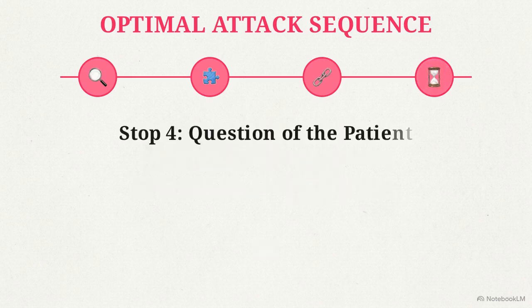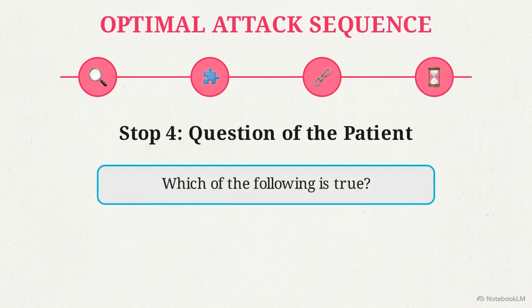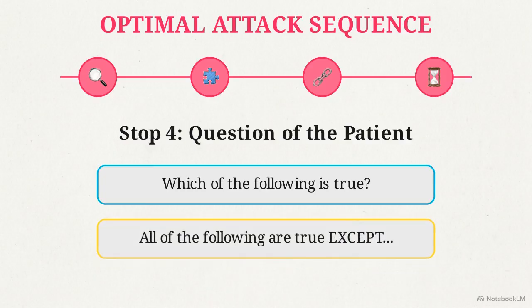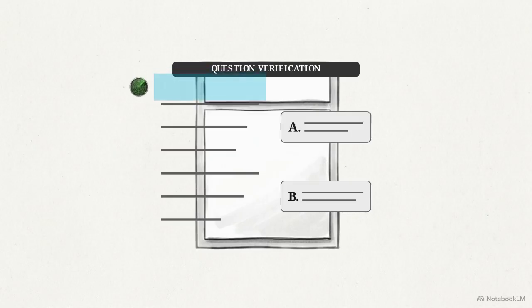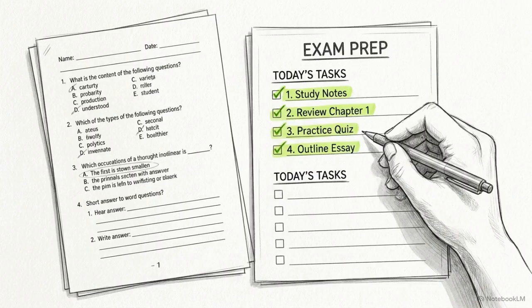Stop 4 is what we call the question of the patient. Questions asking which is true or all except. These require high effort. You must patiently scan the text sentence by sentence, linking each multiple choice option directly back to a specific line in the paragraph to verify it. Reordering your test based on this specific sequence minimizes cognitive friction. You handle the fast extractions first, preserving your maximum mental energy for these high-effort questions.